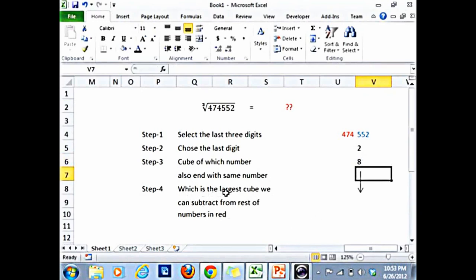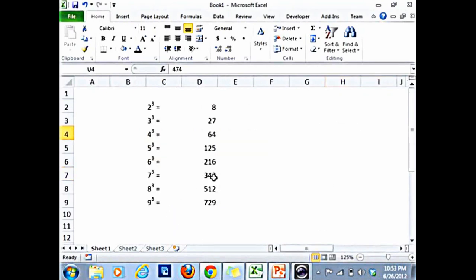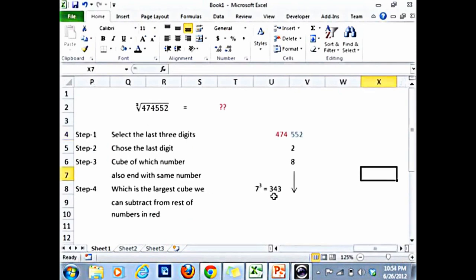And now, which is the largest cube we can subtract from the rest of the number in red? I have 474. If I go back to my table, the largest cube I can subtract from that is 343. We know that 7 cubed is 343 and 8 cubed will be larger than 474. So we can only select 7. What I write here is 7, and then we have 8. So 78 is your answer.